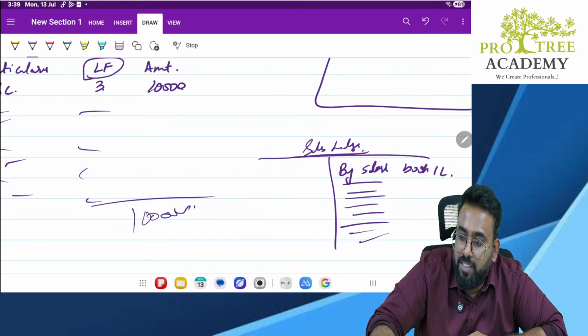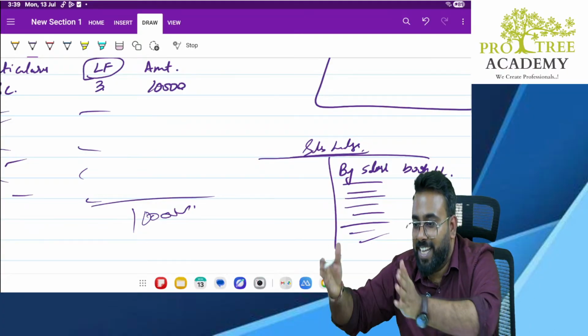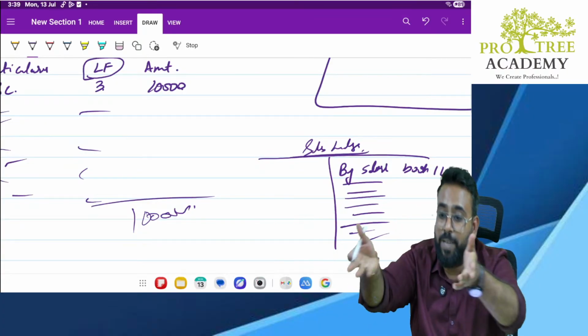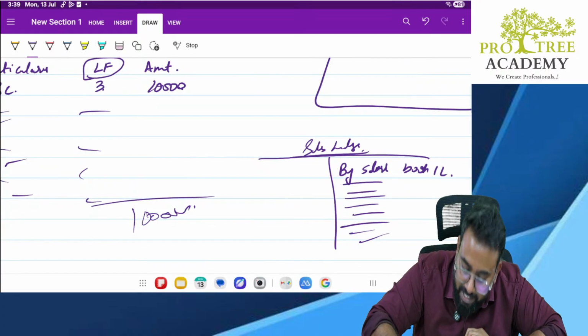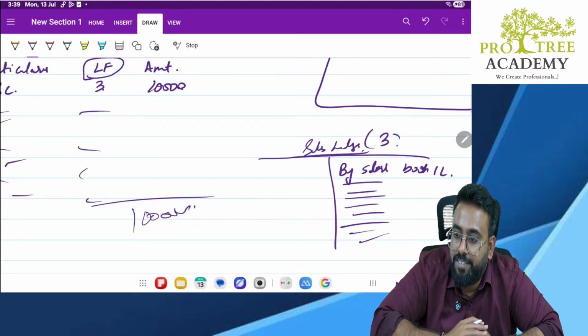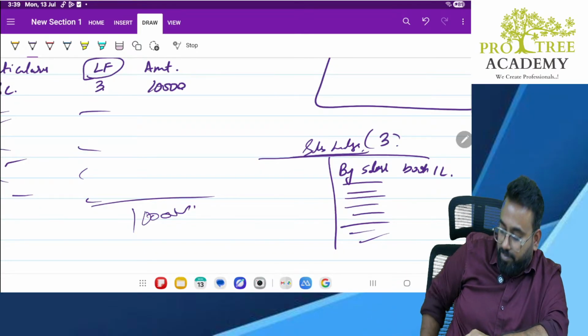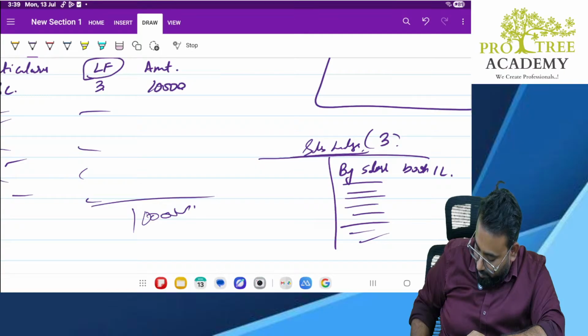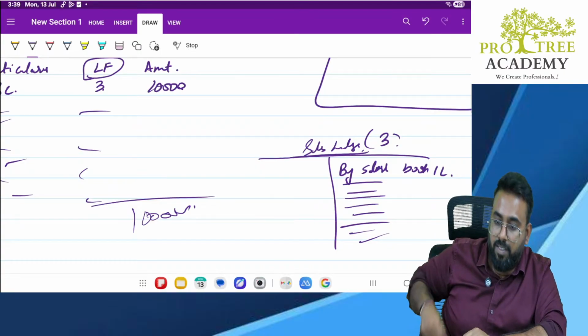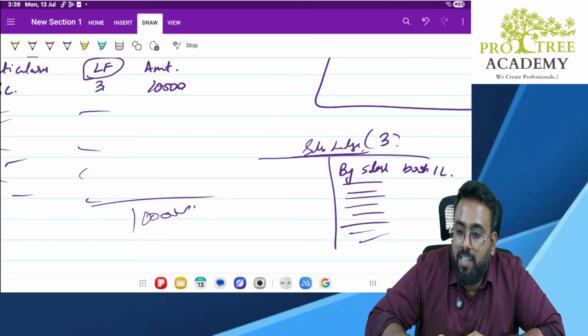Clear? Sir, then what is the use of ledger folio? Sir, still the ledgers will be multiple, right? Sales ledger, purchase ledger. In the ledger, on which page have you written it? I have written it on the 3rd page. Clear? Is it clear? Everybody is following?